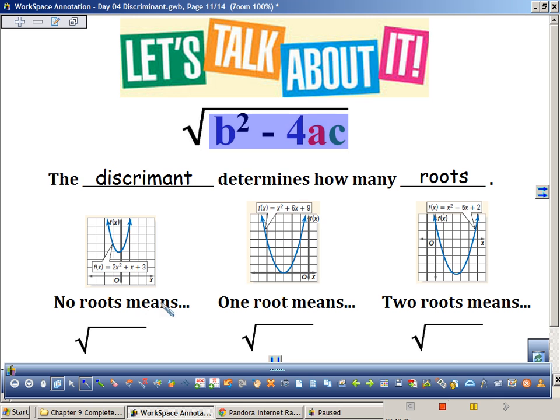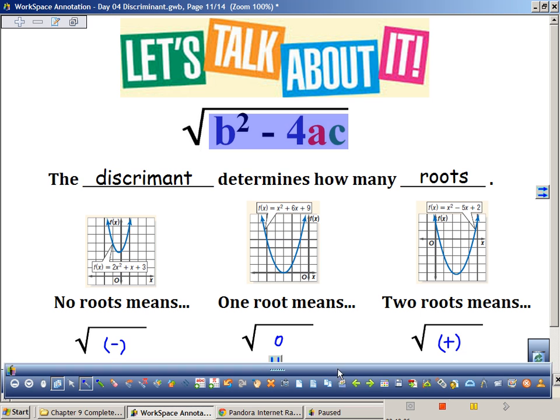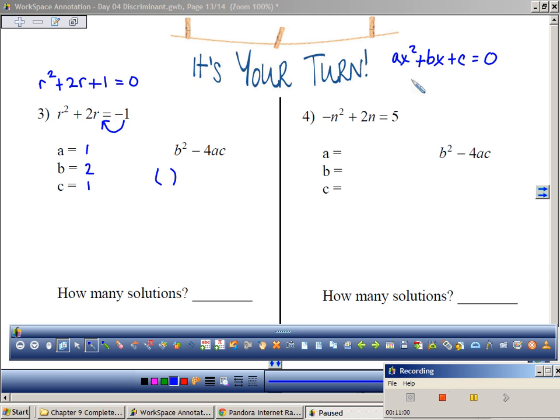So, if I have no roots, that means I have what underneath the radical sign? Good. Irrational or negative number. One root means I have what? 0. 2 roots means I have a positive number. You guys are ready. All right, let me pass off the homework.